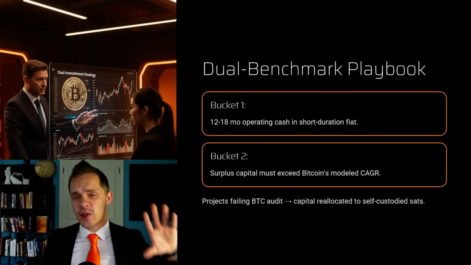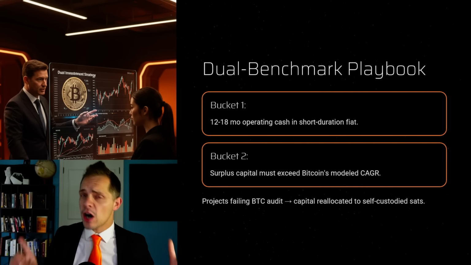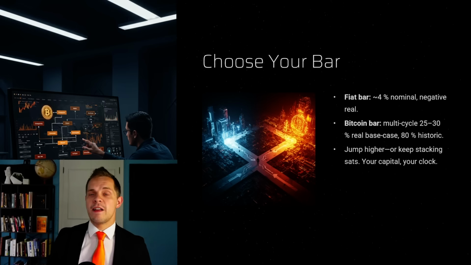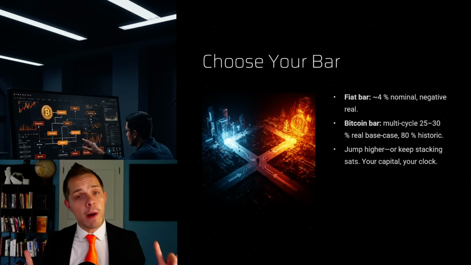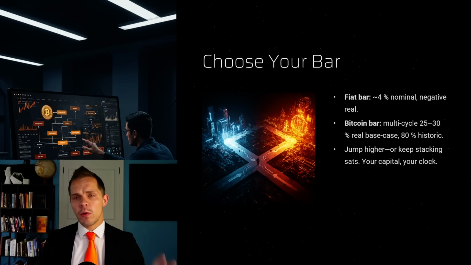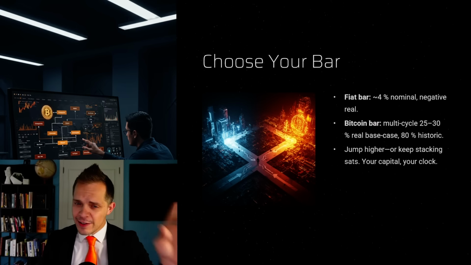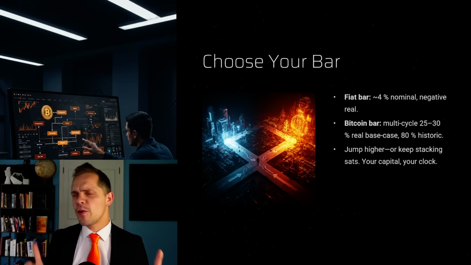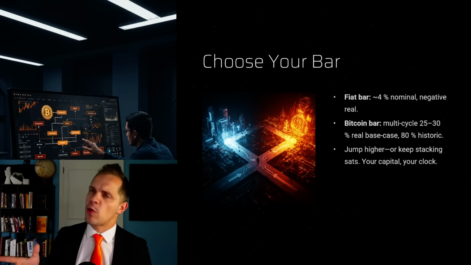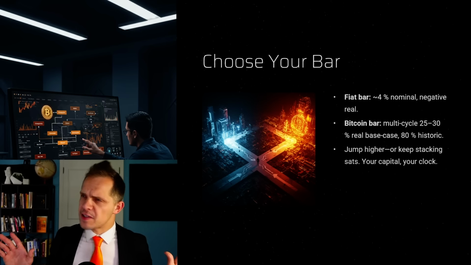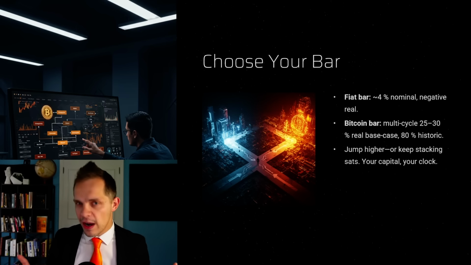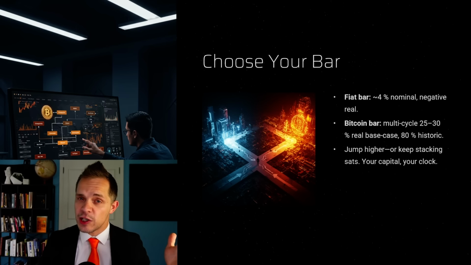In a world where scarcity is programmable, the cost of complacency is compounding. The decision is binary: jump higher or keep stacking sats. One path preserves optionality and compounds time value. The other wagers your capital will outrun programmable scarcity, armed with over 16 years of an undefeated track record. Choose wisely, your balance sheet is already voting.